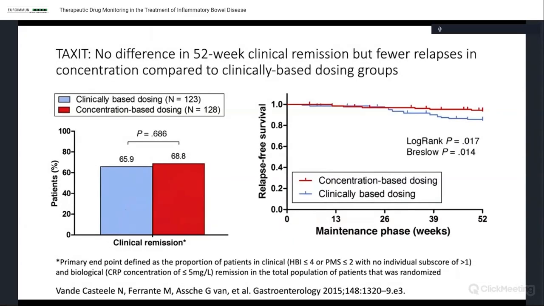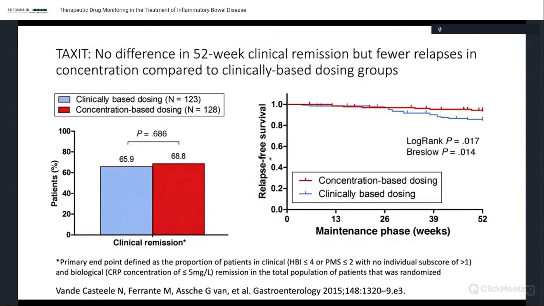Moving to the primary endpoint at the end of the 52-week follow-up period, there was no statistically significant difference in the primary outcome of clinical remission between the clinically based dosing and the concentration-based dosing, as shown on the left. Now, this examines a snapshot of clinical remission at 52 weeks, but a secondary outcome was relapse-free survival compared between the two groups. How many patients went the entire 52 weeks without a relapse?